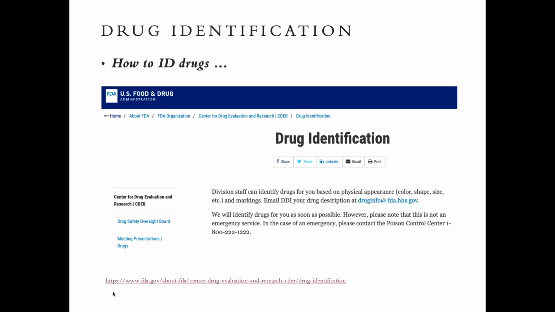So, how do we identify drugs? Well, there's a couple of different ways. If you have plenty of time, you can always go to the FDA's website and go here. The link is at the bottom, and you can have the FDA identify them for you. Now, granted, it says it's not an emergency service, but if you're not sure what a drug is, you can go to the FDA and get some help with identifying it.